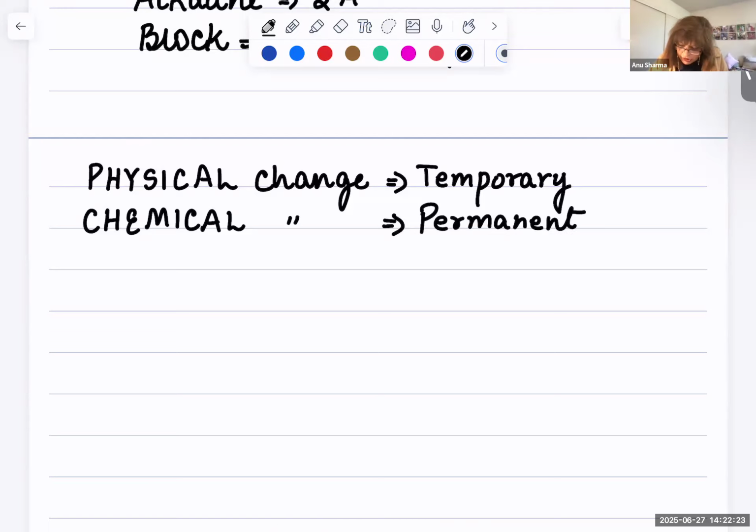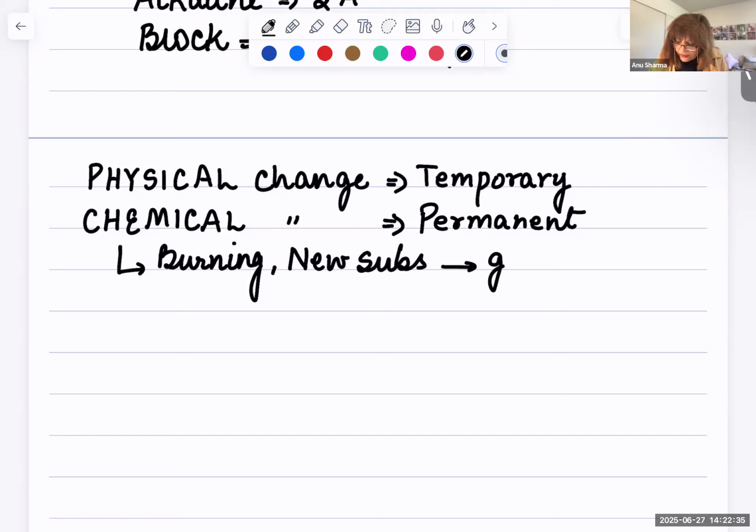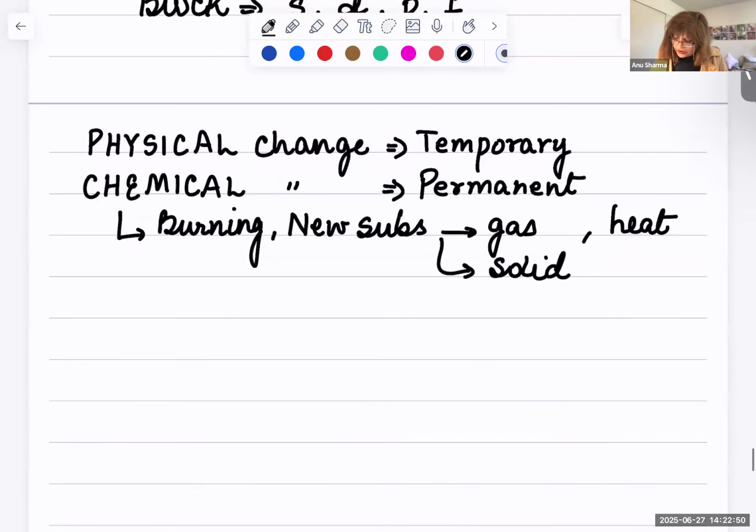Generally chemical changes will involve burning, or a new substance will be formed, something new. A new substance can be a gas, can be a solid. And there's also going to be some kind of heat evolved, like heat exchange, cool and hot, those things. Physical and chemical change.